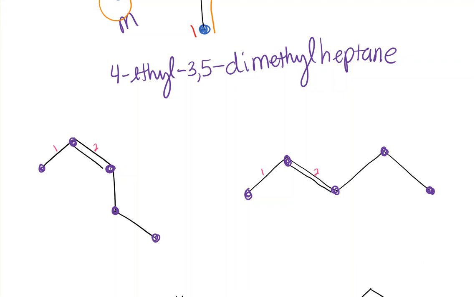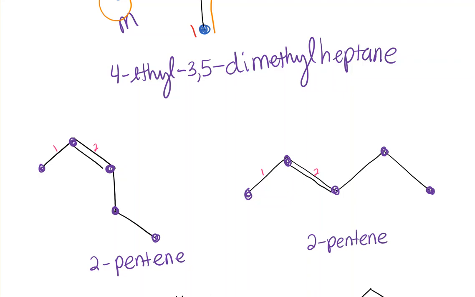Okay, and then, so to name them, I would say this is 2-pentene, because it has a double bond, it's not ane, it's ene. And this one as well is 2-pentene.